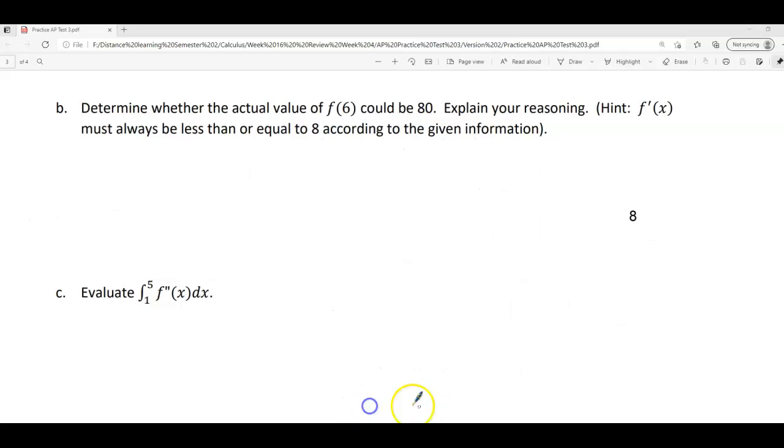Okay, so let's go ahead and move on to part C. Now for this one, I'm going to integrate f double prime, and I'm going to get f prime. And then we're going to go ahead and plug in 5. And then we're going to plug in 1 and subtract those two things.